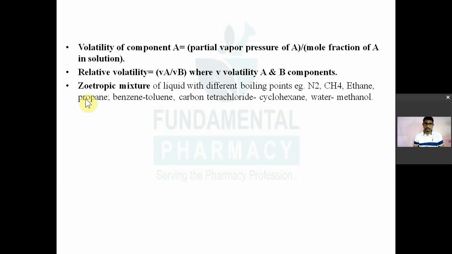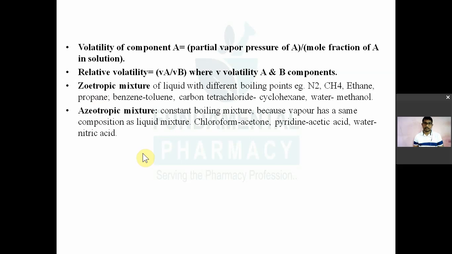Now there are two kinds of mixture. Zeotropic mixture means liquids with different boiling points. For example, liquid nitrogen, methane, ethane, propane, then the benzene-toluene mixture. These two have different boiling points. Carbon tetrachloride and cyclohexane mixture: carbon tetrachloride has a different boiling point, cyclohexane has a different one, water has a different one, methanol has a different one. So this is the water-methanol system. These are known as zeotropic mixtures and they are easy to distill because they have a wide difference in boiling point.